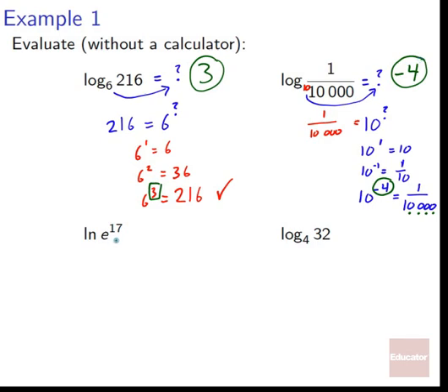Natural log of e to the 17. Remember, natural log is just another way of saying log base e. So log base e of e to the 17. So what number do we have to raise e to?